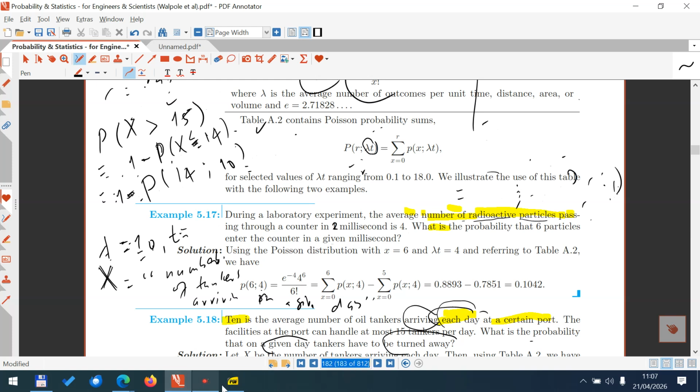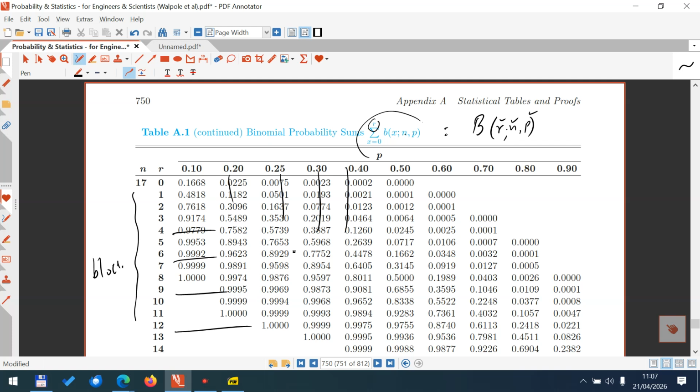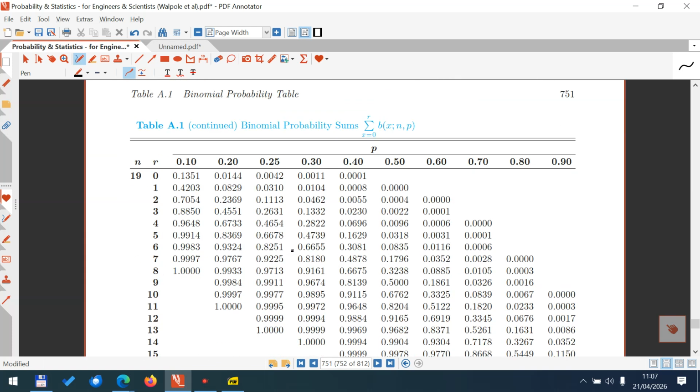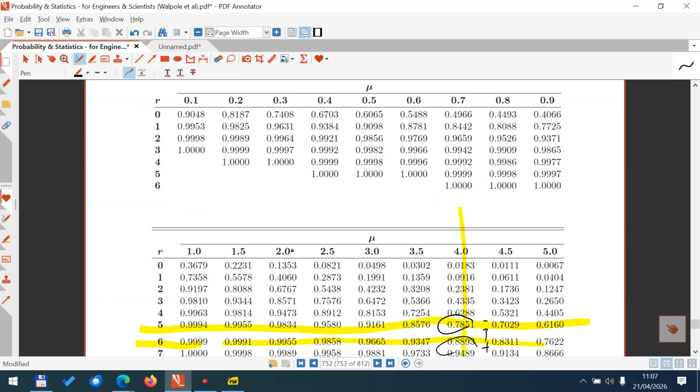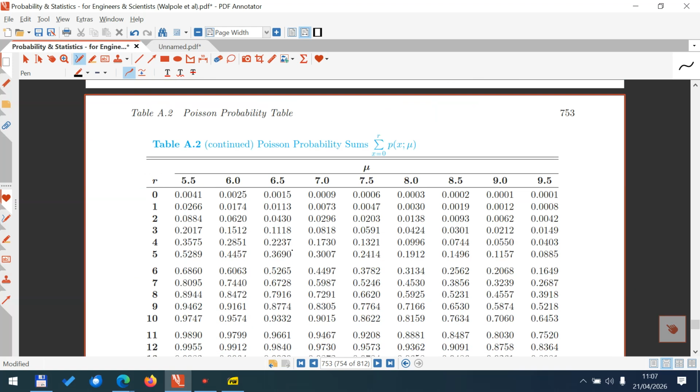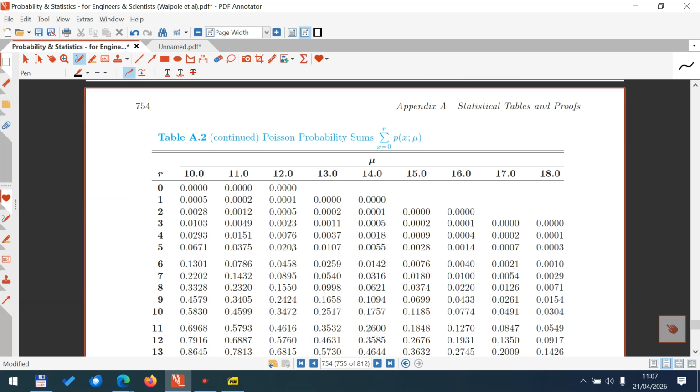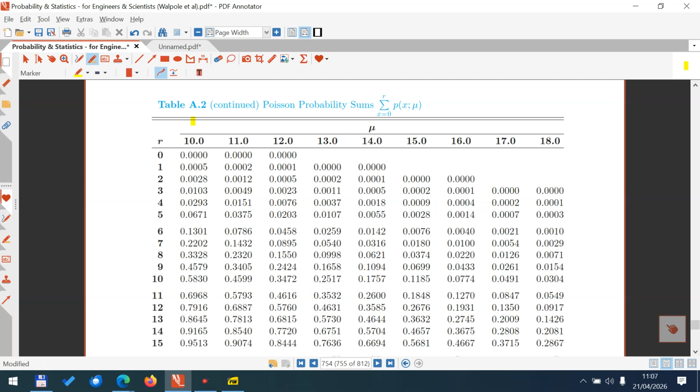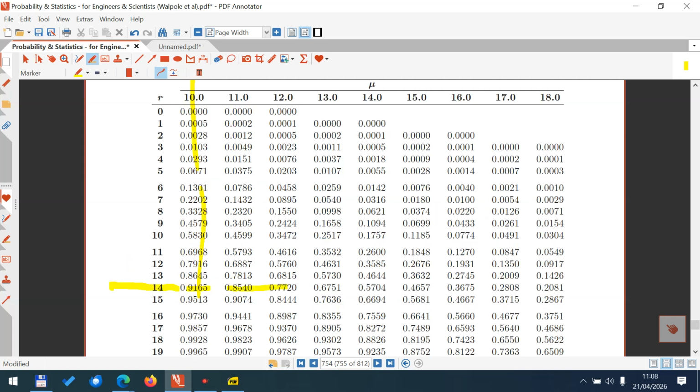So what was this? 14 and 10. So mu, mu is 10. Here we got it. And now tell me which row? 14. And this is my CDF, and I have to subtract this CDF from 1. That is my answer for P of X greater than 15.